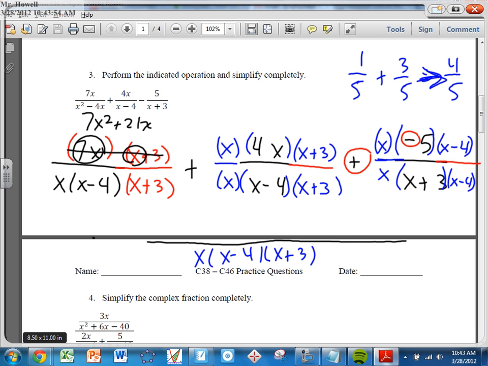Now, here's my trick for you guys, and I really suggest you do this. It will make life a lot easier on you. Do the x times 4x first. What does that become? 4x squared, right? So replace this with 4x squared. Then distribute the 4x squared. So you're going to get 4x cubed plus 12x squared. Again, distributing this to both of these, 4x squared times x is 4x cubed. 4x squared times 3 is 12x squared. Okay, we're done with that part.